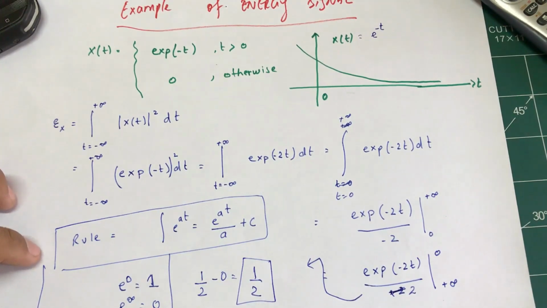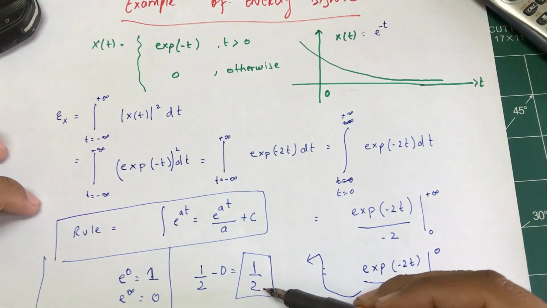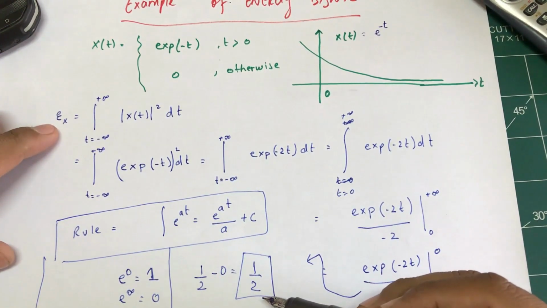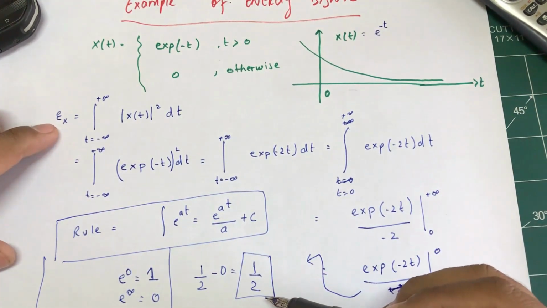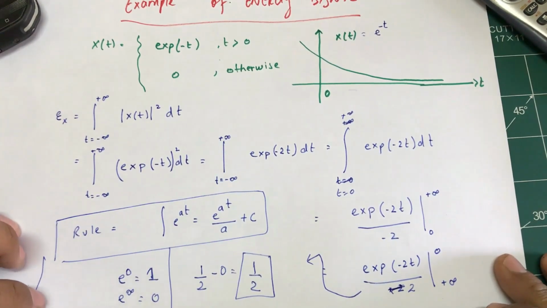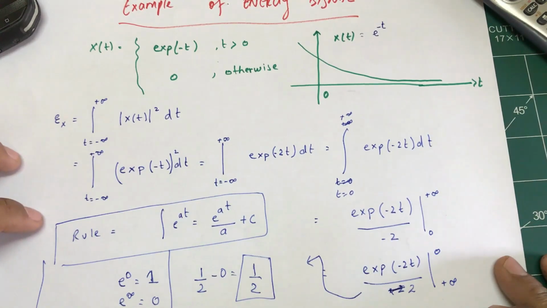So indeed, this is an energy signal. Why? Because this is a finite energy, isn't it? This signal has an energy of 1/2, which is finite. So the definition of an energy signal is this: you have energy which is finite, but you will have no power.